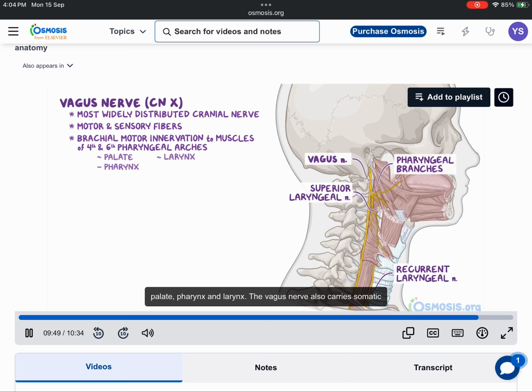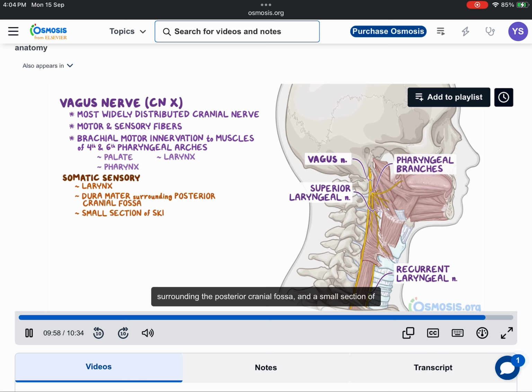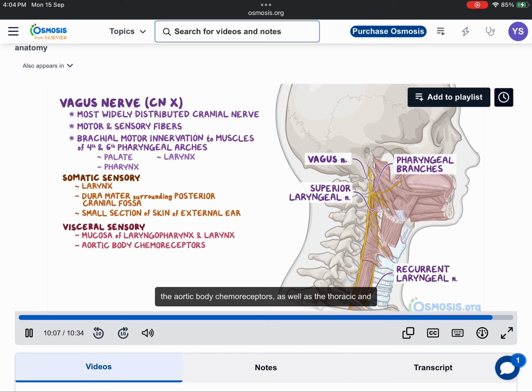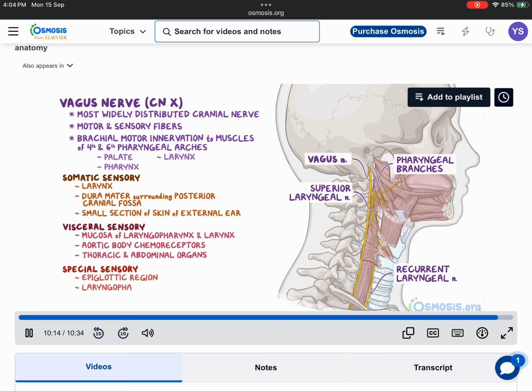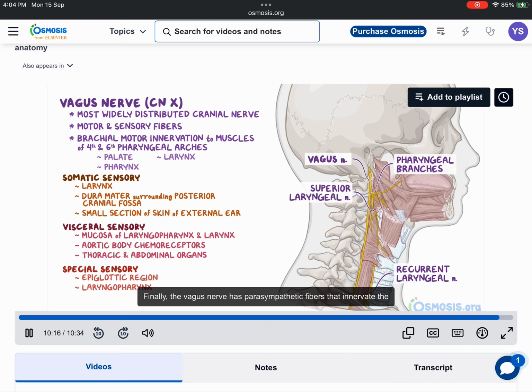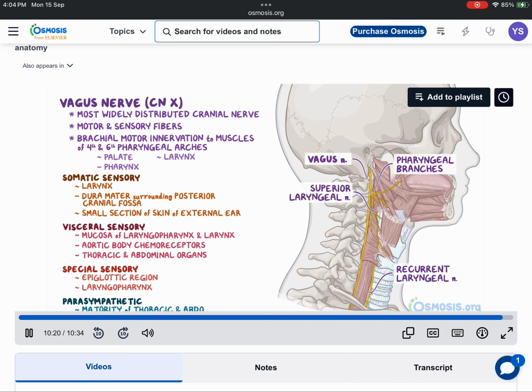pharynx, and larynx. The vagus nerve also carries somatic sensory information from the larynx, some of the dura mater surrounding the posterior cranial fossa, and a small section of skin of the external ear. Visceral sensory information is carried from the mucosa of the laryngopharynx and the larynx, the aortic body chemoreceptors, as well as the thoracic and abdominal organs, and special sensory or taste information comes from the epiglottic region and the laryngopharynx. Finally, the vagus nerve has parasympathetic fibers that innervate the majority of the thoracic and abdominal viscera.